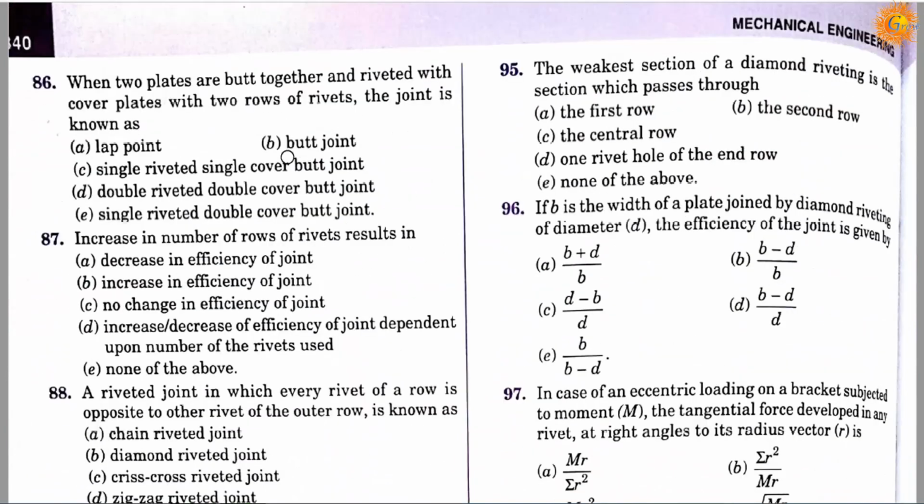Question number 86. When two plates are butt together and riveted with cover plates with two rows of rivets, the joint is known as. Option A is a lap joint, option B is a butt joint, option C is the single riveted single cover butt joint, option D is a double riveted double cover butt joint, option E is a single riveted double cover butt joint. Correct answer is D. It will be double riveted double cover butt joint.